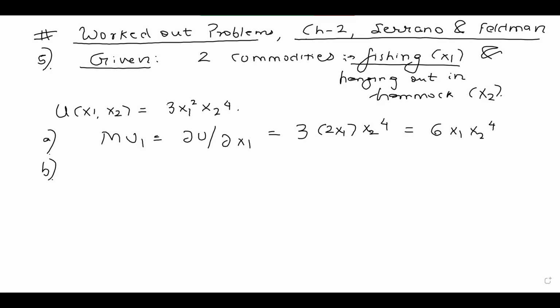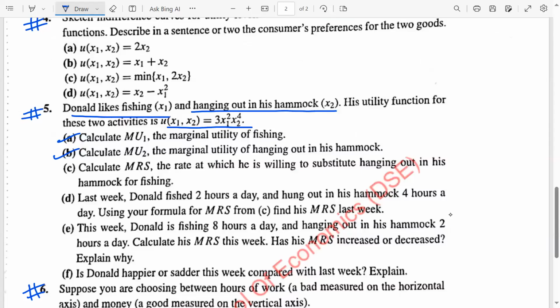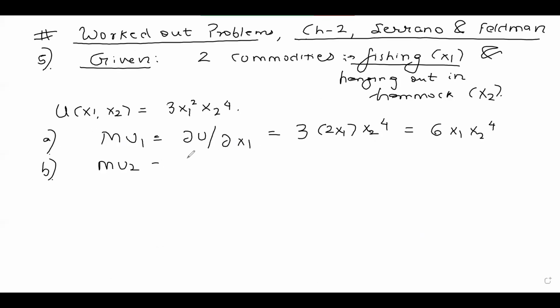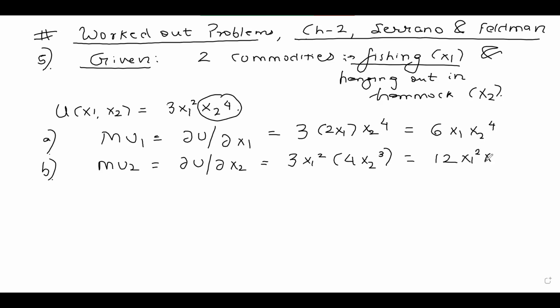Let's look at part B. Calculate MU2, which is the marginal utility of hanging out in his hammock. Very simple. That's the partial derivative of the utility function with respect to x2. It's 3 times, and when you are partially differentiating with respect to x2, you're keeping x1 constant, so 3x1 squared. The derivative of x2 to the power 4 is 4x2 cubed. The answer is 12 x1 squared x2 cubed. That's my marginal utility from hanging out on the hammock.